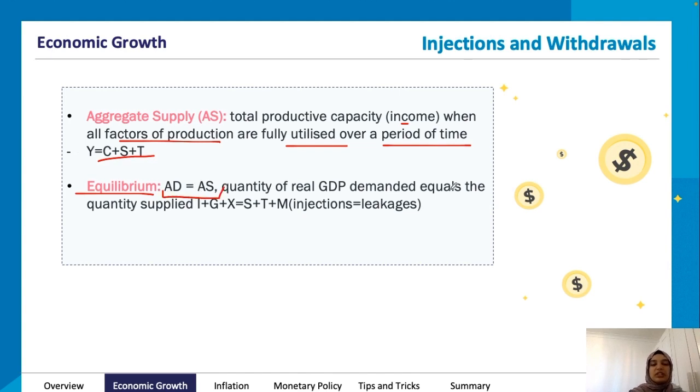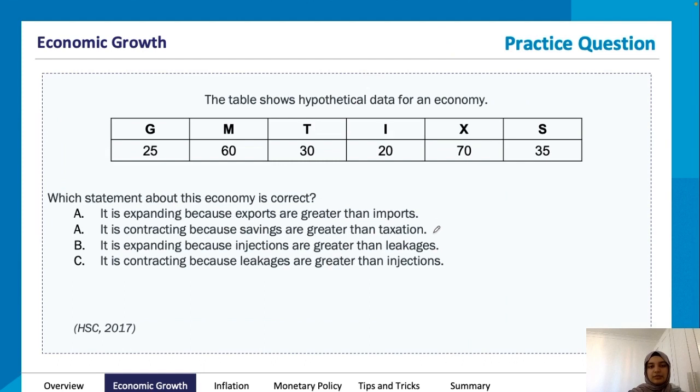Okay, so the quantity of real GDP demanded equals the quantity supplied. Okay, so that's why we have this infamous formula that we use in economics, which is your injections equals your leakages. Okay, so let's think back to this, maybe revision for some of you.